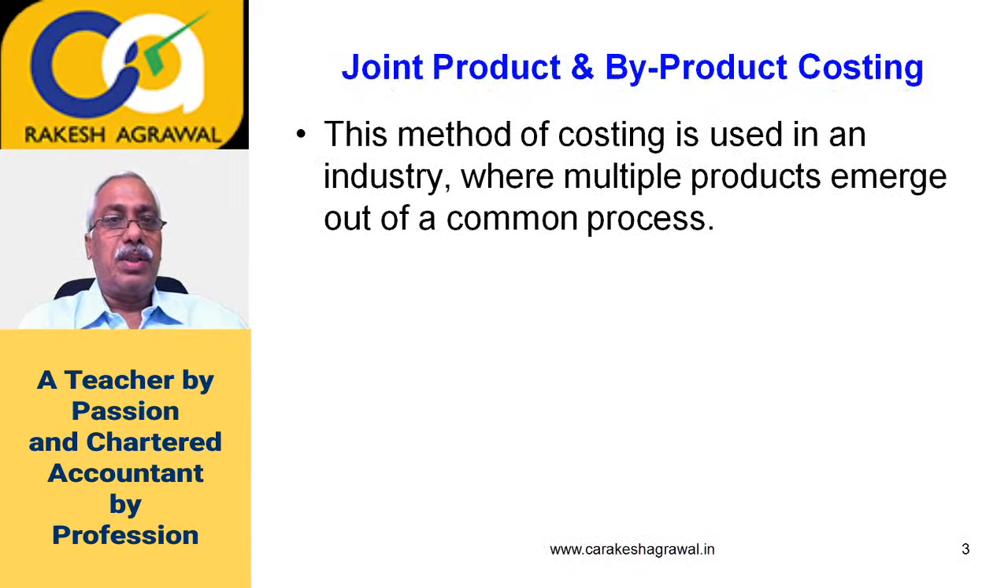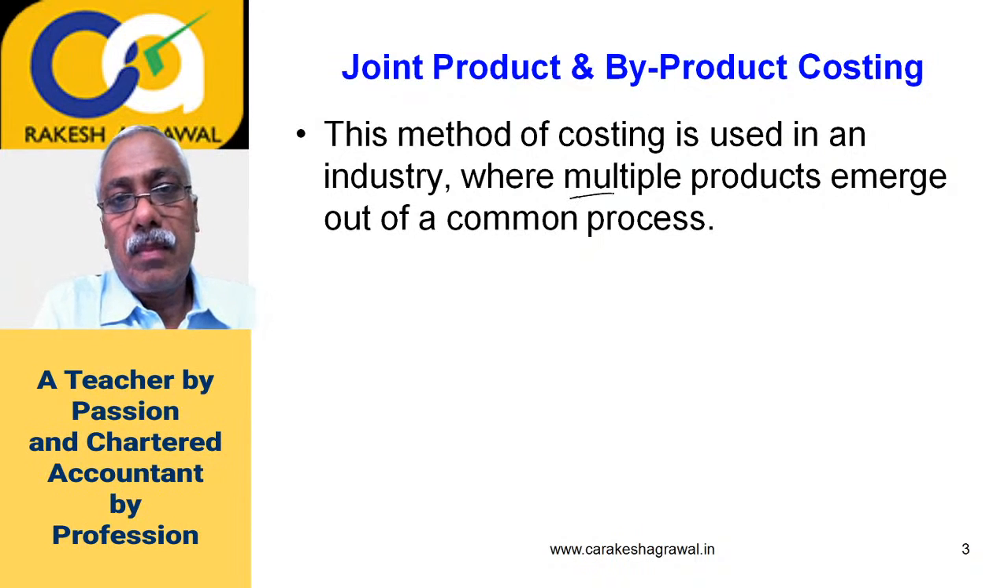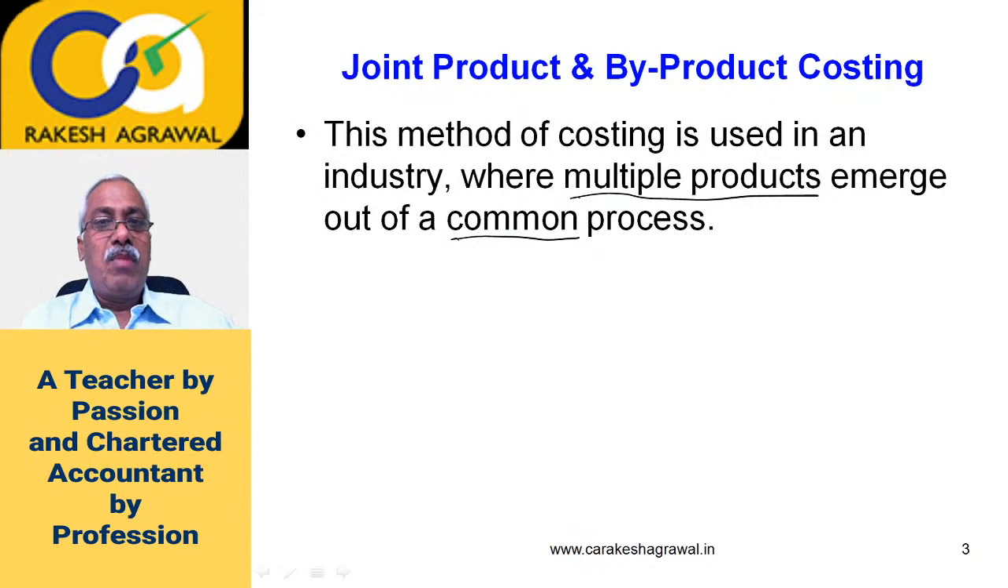Joint product byproduct costing. First of all, this method of costing is used in an industry where multiple products emerge out of a common process. Multiple products will emerge out of a common process. So the manufacturing process is common. Please remember, joint product byproduct costing topic is linked with process costing. In process costing, we have seen the records are kept process wise.